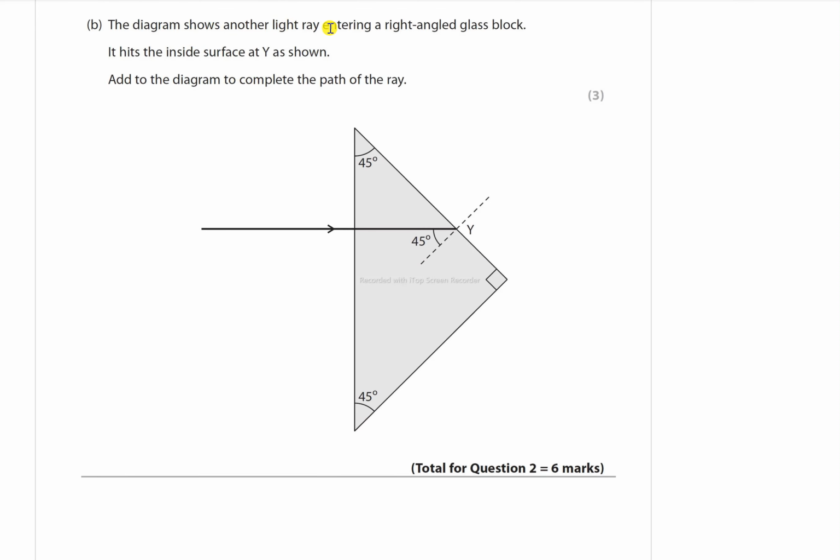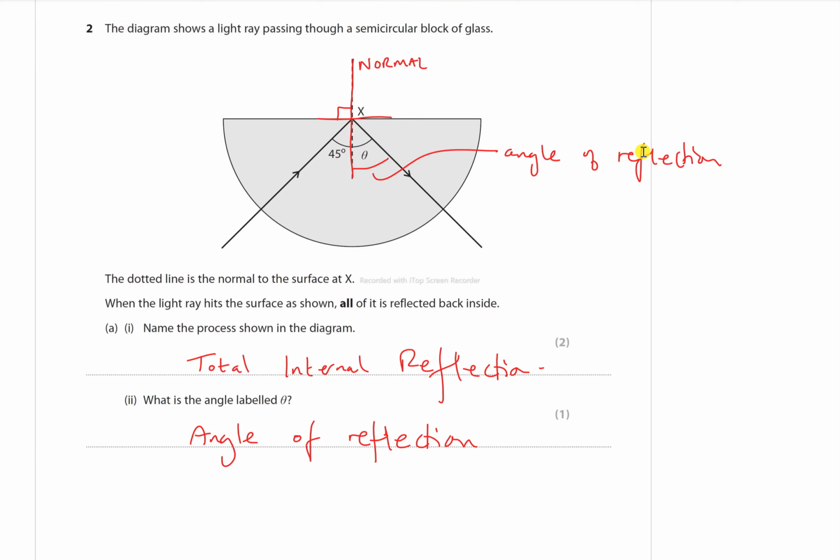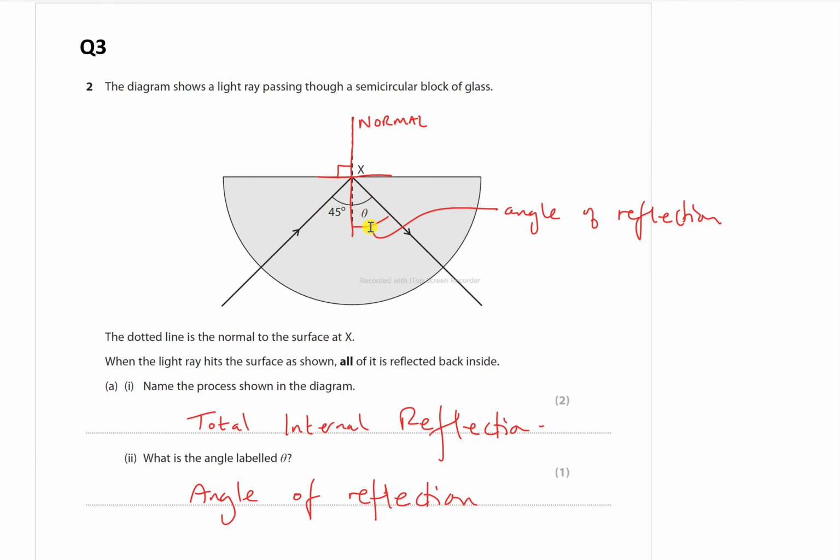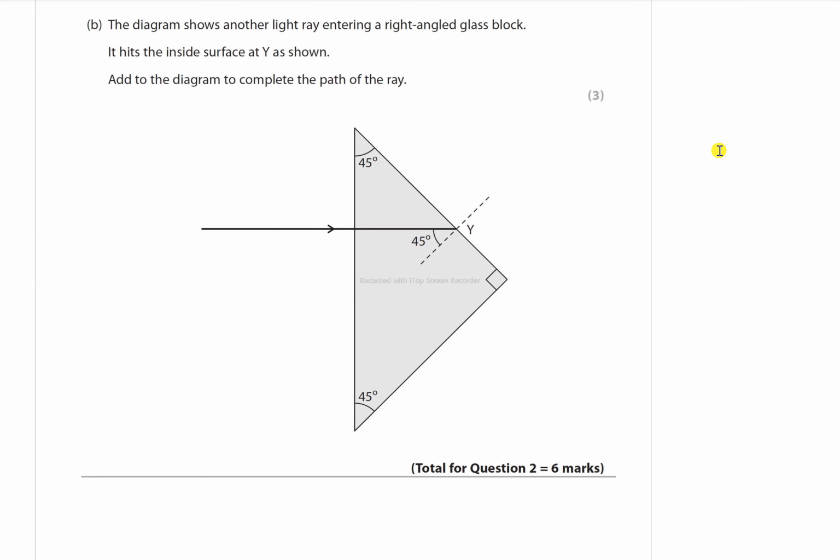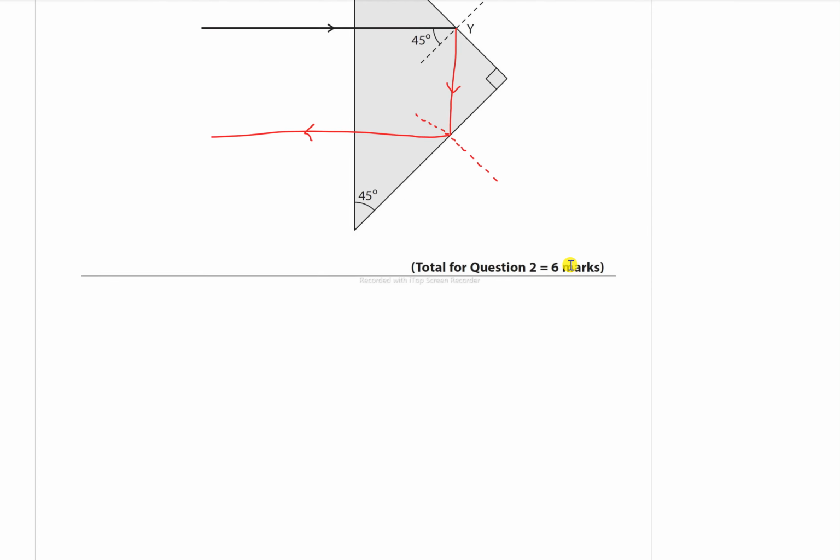right. The diagram shows another light ray entering a right angle glass block. It hits the surface inside. So now basically what we do, we know what they said, 45 degrees. At 45 degrees, you're going to get total internal reflection. So what's going to happen is this is going to bounce. It's going to go here at 45 degrees. Then you've got the normal. And then it's going to bounce back and go that way. So you're going to get it taking this path. You're going to do that with a ruler. There you go.